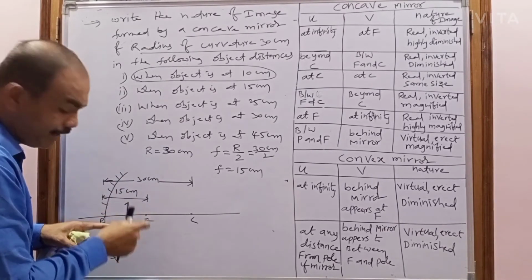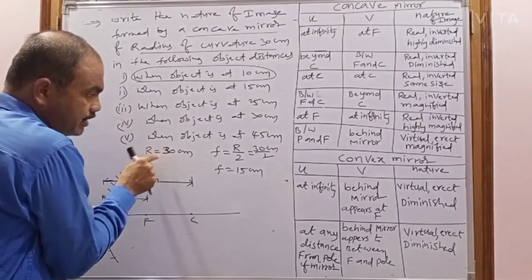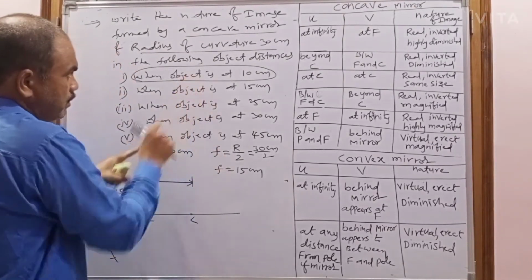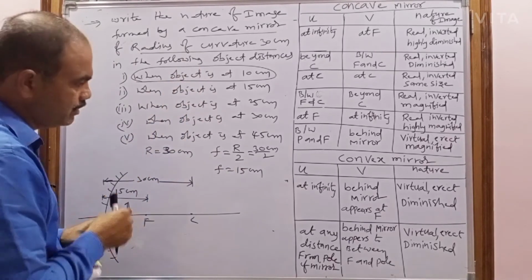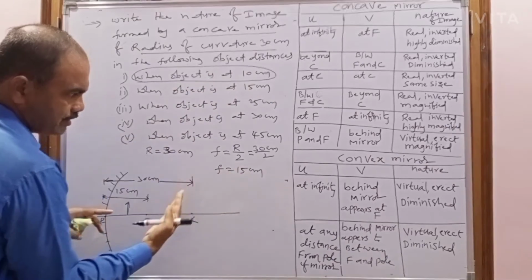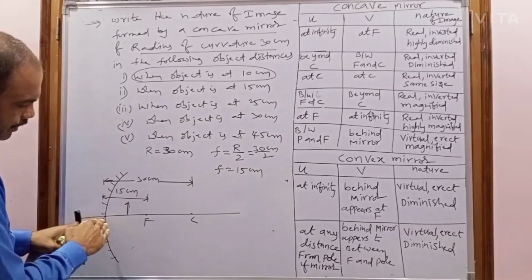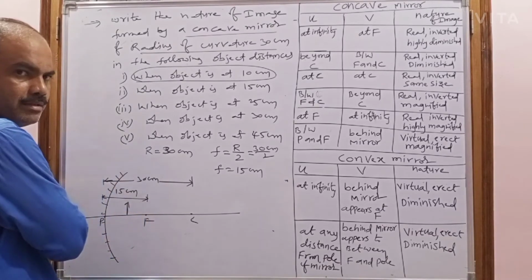How can you guess? Because you know the radius of curvature and you know the focal length. By comparing these two values, you are identifying the object position. The object distance is 10 but the focal length is 15, so that's why the object will be between the pole and focus. So now you can guess the image. Where is the image?